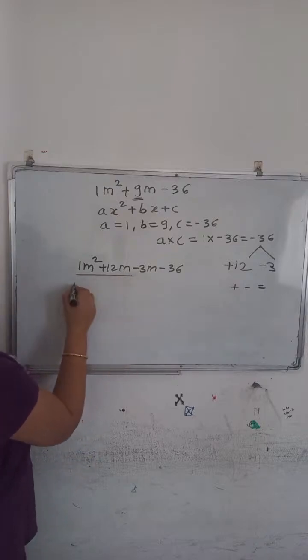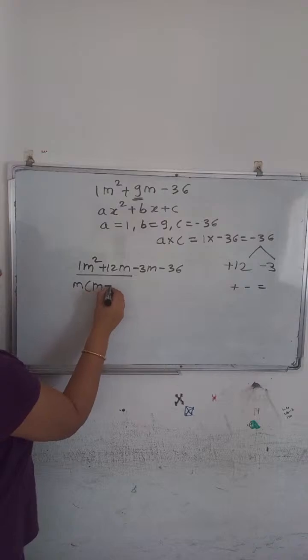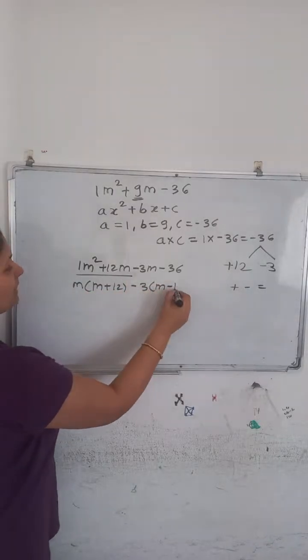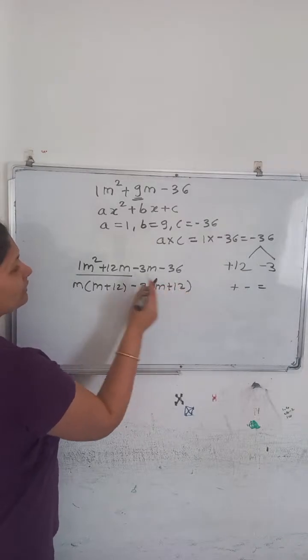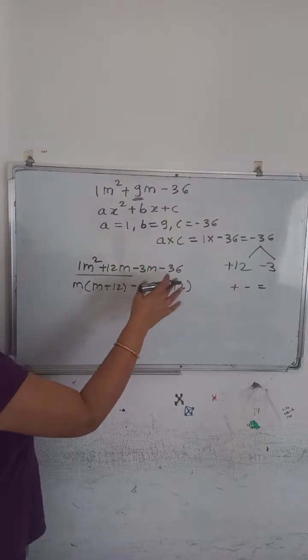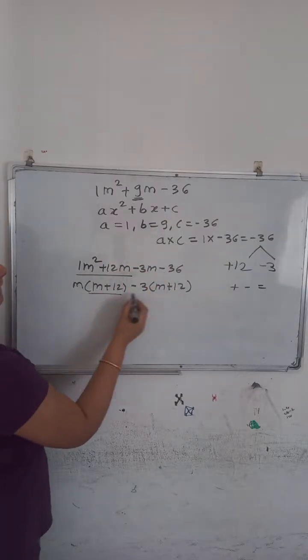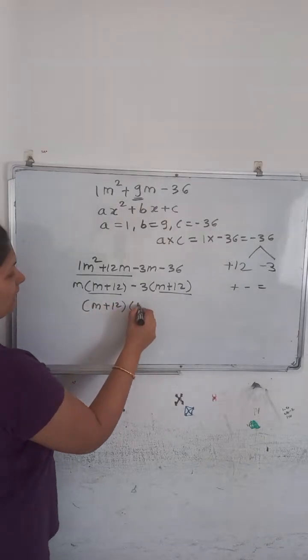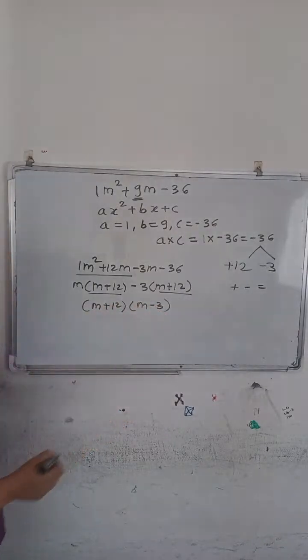Now take m common here. Here m plus 12, and if you take minus 3 common, so m plus 12. Because if you take the negative sign out, then the inner signs get reversed. So now again m plus 12 is common, and here m minus 3. Getting this? So these are the factors, m plus 12 and m minus 3. So these are the answers.